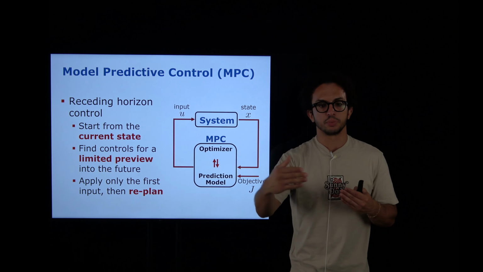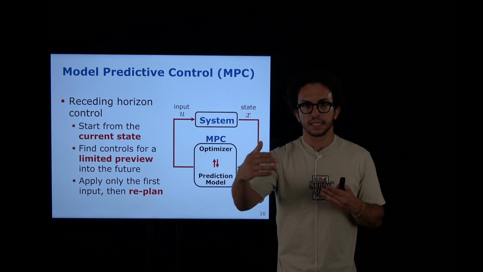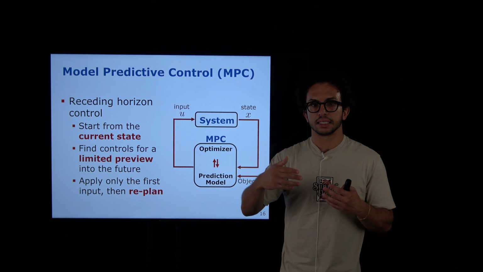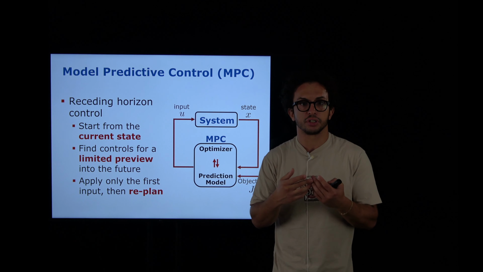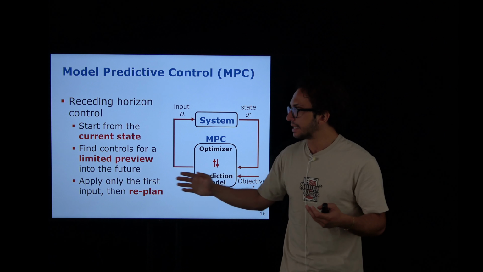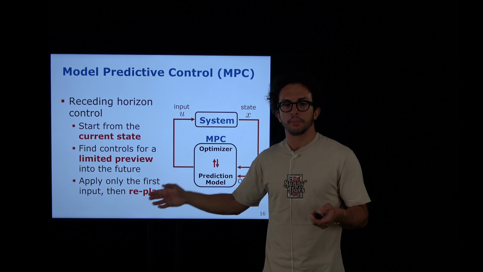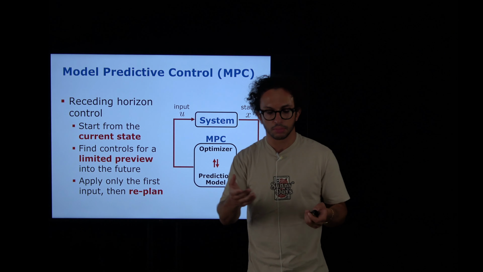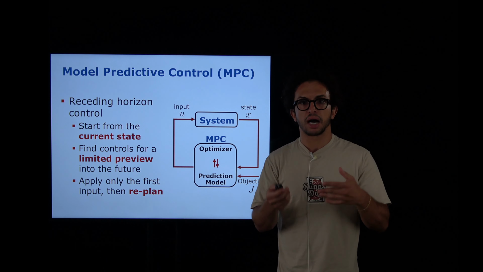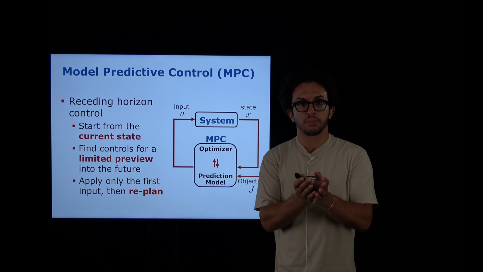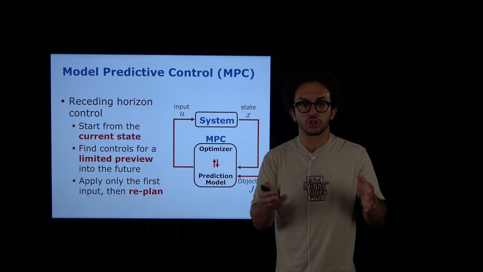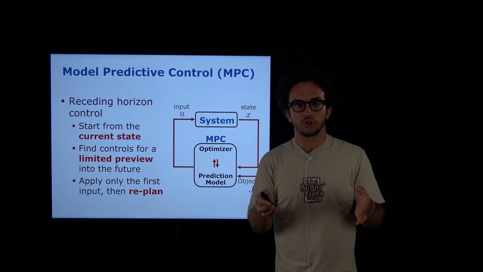You have a very limited preview of the future, but it's shorter than the whole trajectory, so it doesn't make it super hard to solve. And then you replan every time. By replanning every time, you can basically correct and address all of the errors that might have happened. But this time, the errors might have happened just for one time step, which is very short, and something you can easily address.